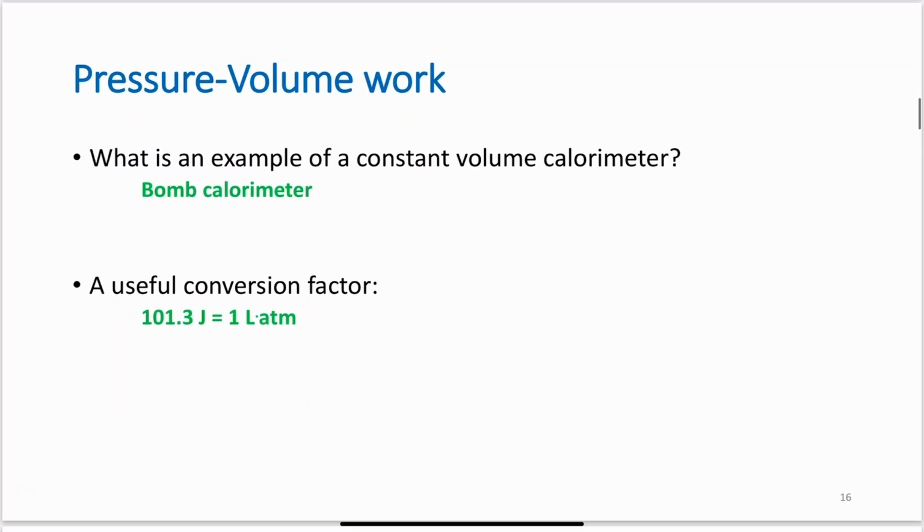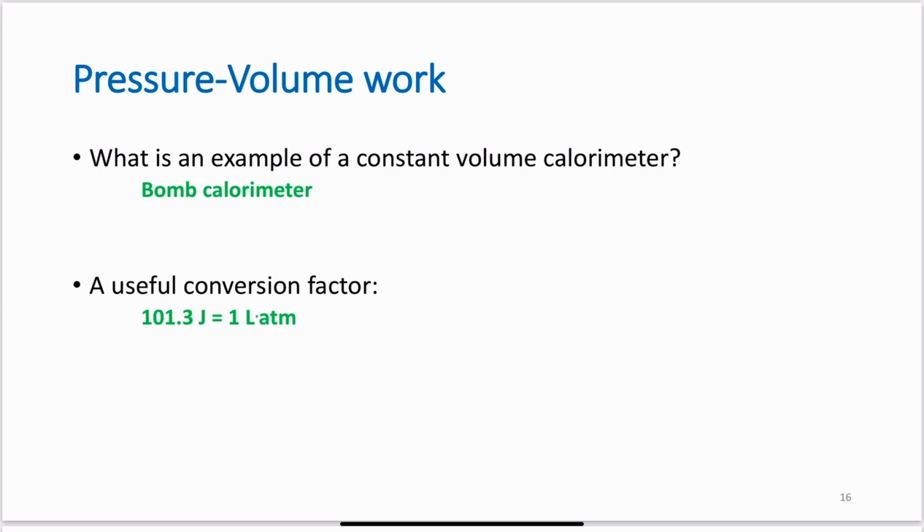What is an example of a constant volume calorimeter? A bomb calorimeter. If I am letting a reaction happen, but I'm not allowing the volume of the system to change, I am producing a bomb. It is a common technique that we have. Our students that are in PChem do this experiment. We don't do it at the freshman level, but it is a common thing that we can do, and we're going to do calculations with bomb calorimeters.